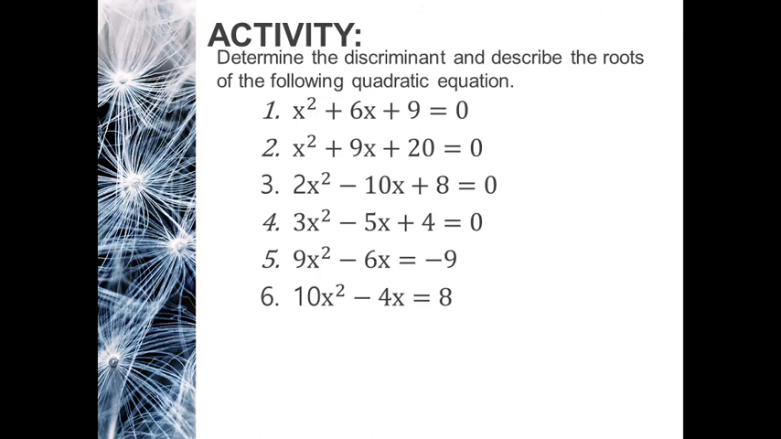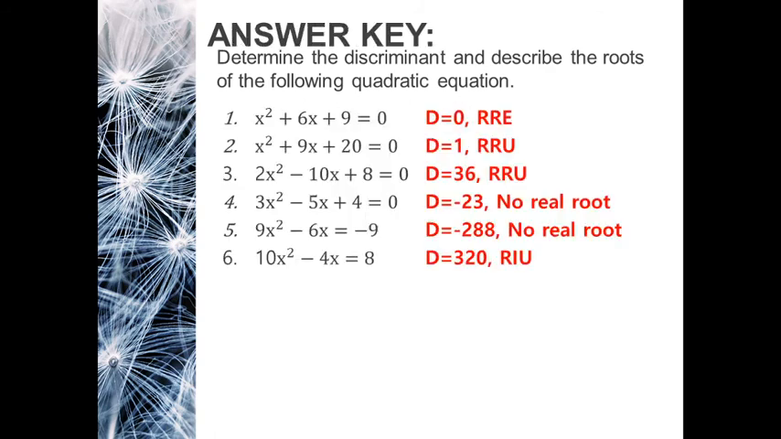Okay, so did you get the answers correctly? Let us check your answers then. Okay? So for number 1, our discriminant is 0. So therefore, the nature of the roots is RRE, real, rational, equal. Number 2, the discriminant is positive 1. And 1 is a perfect square. So therefore, we have RRU, real, rational, and unequal. Okay, number 3, the discriminant is 36. So we have RRU, real, rational, and unequal roots.